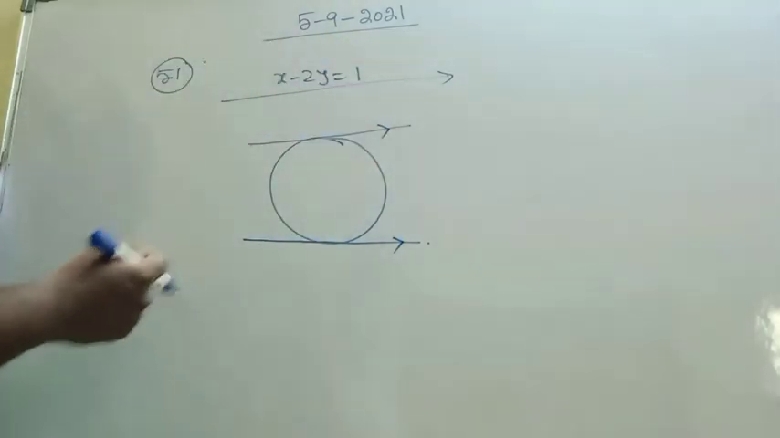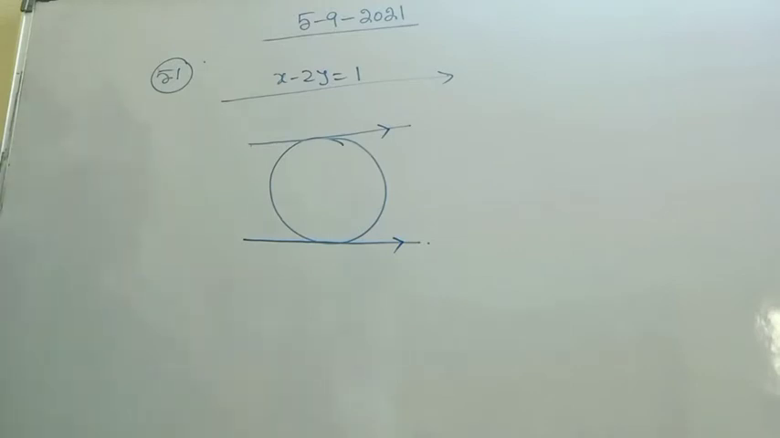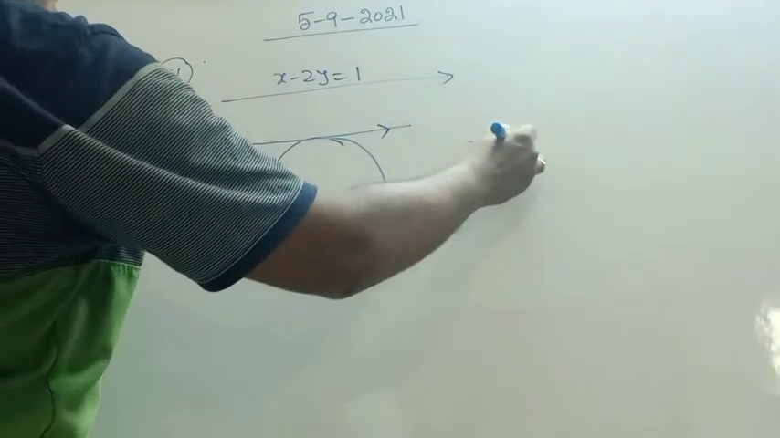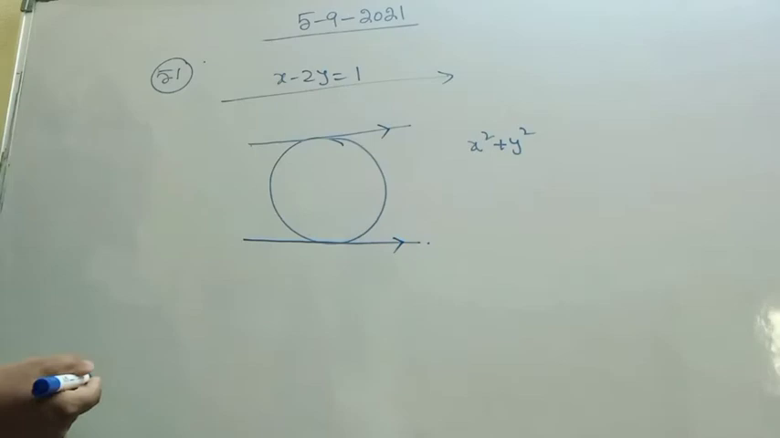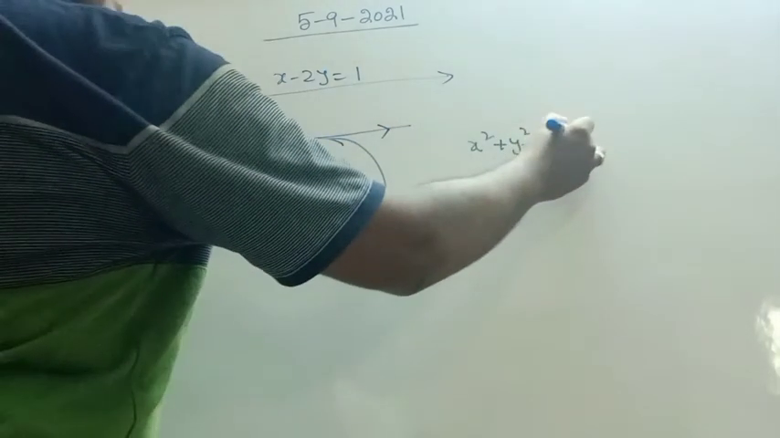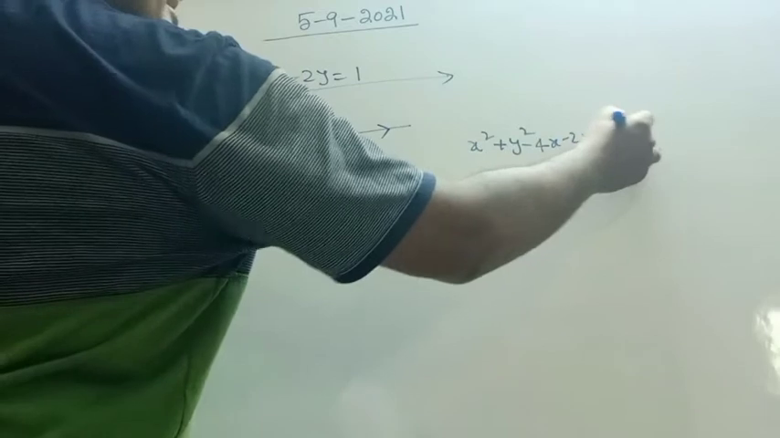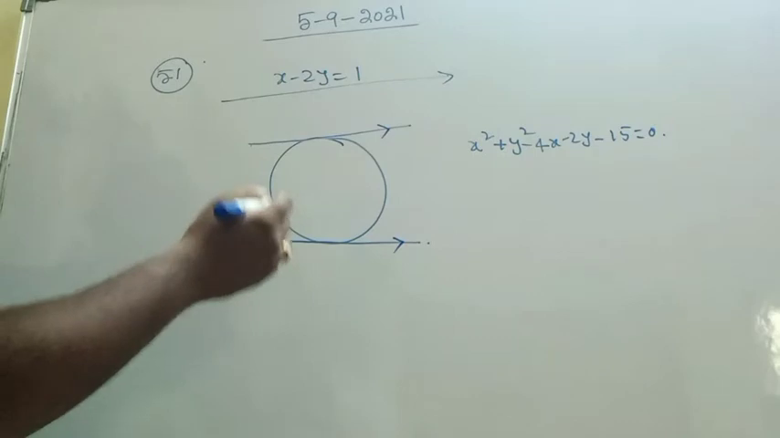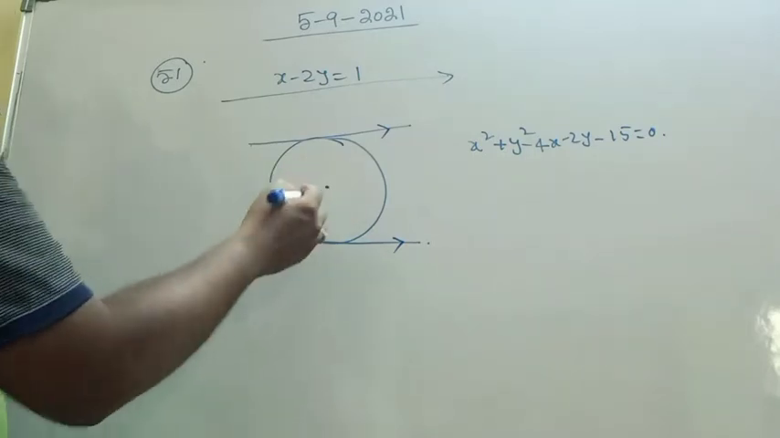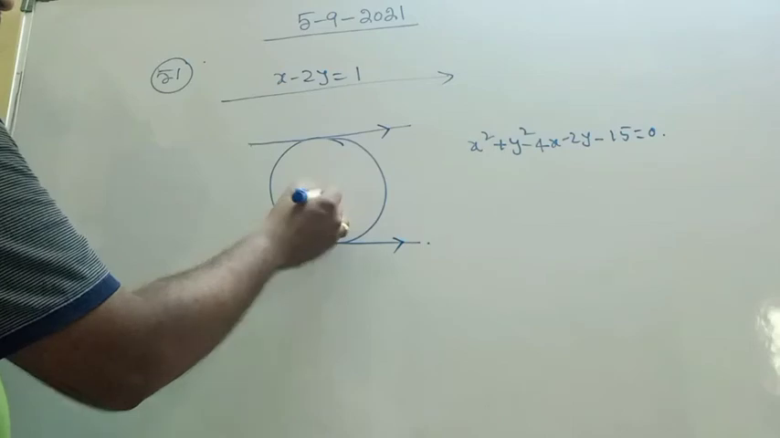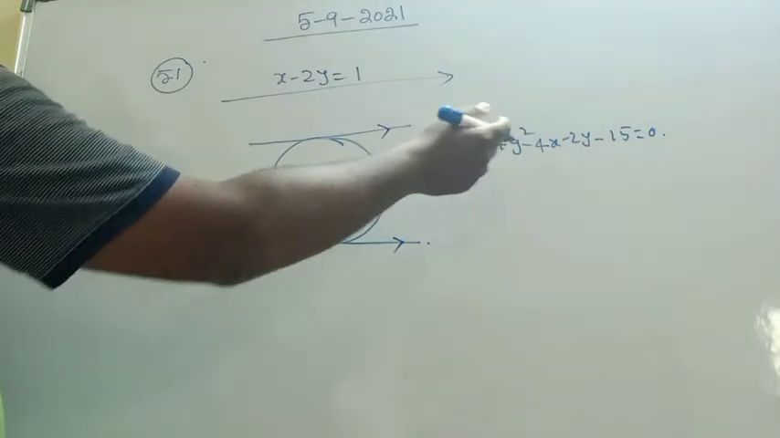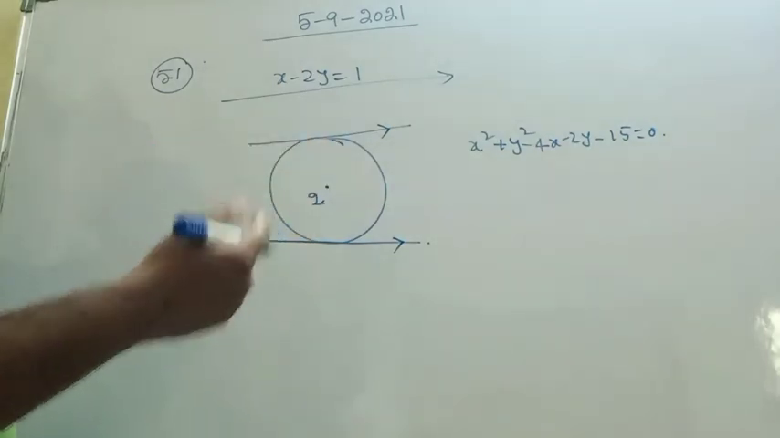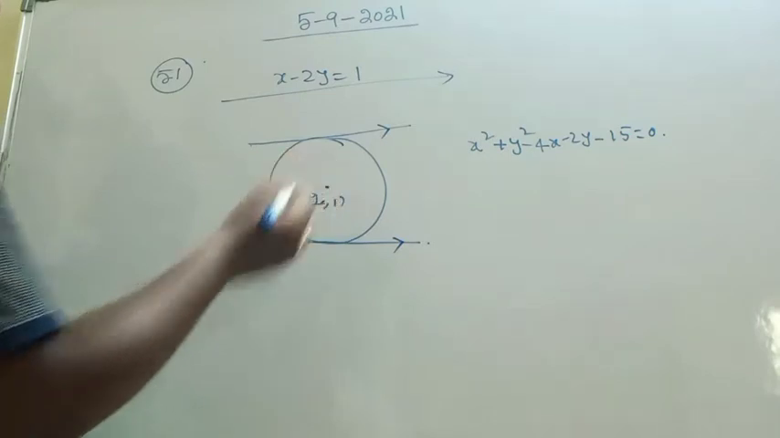From the options, they have given the equation of the circle as x square plus y square minus 4x minus 2y minus 15 is equal to 0. You know this circle's center: from minus 2g equal to minus 4, g is equal to 2, so the center is 2 comma 1.